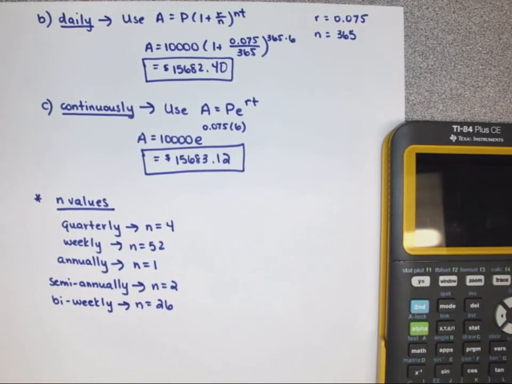Okay, so in your homework you might get some of these other terms thrown at you, and the only thing that it changes is what N is, right? So if you see any of these words, we use the first formula. When's the only time you actually use that second formula? If it says continuously, it'll come right out and say it. You won't have to guesstimate or anything like that. It always says it.